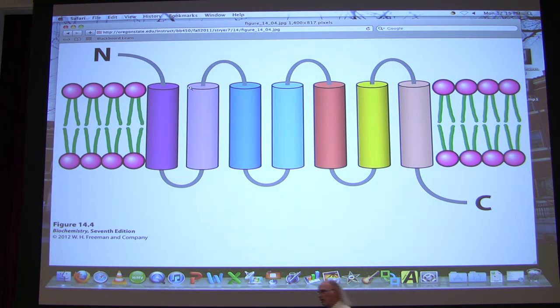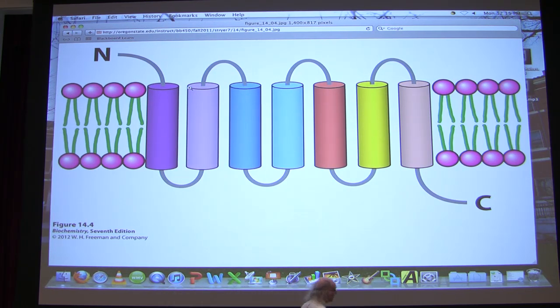So the TM part of it doesn't stand for transcendental meditation. In fact, it stands for transmembrane. 7 transmembrane domain. That's what it's called. Yes, sir? Is the amino or carboxyl end preferentially on the inside or outside of the cell? Yes, it will generally be as you see it here. Mm-hmm. Yep.